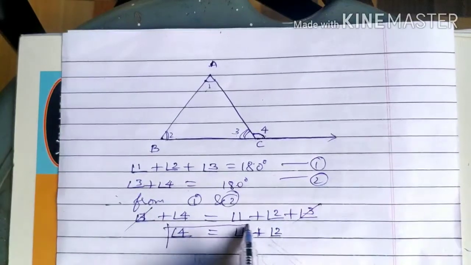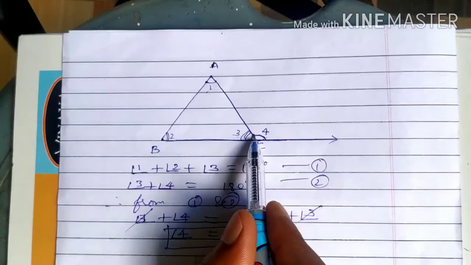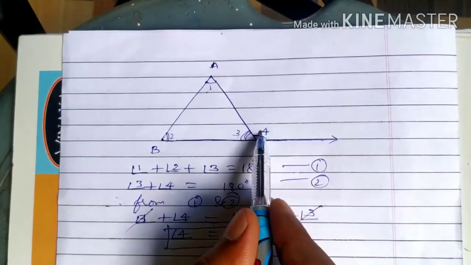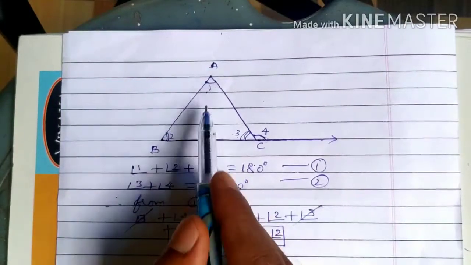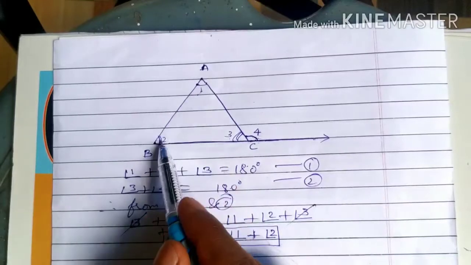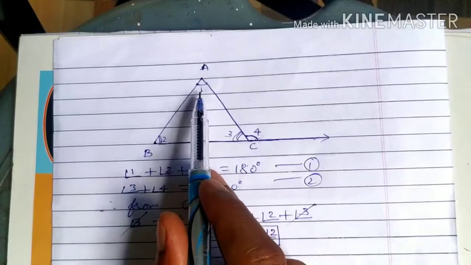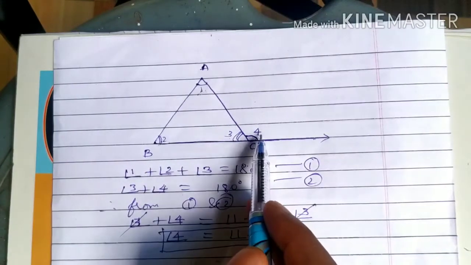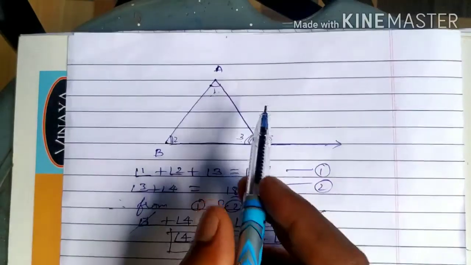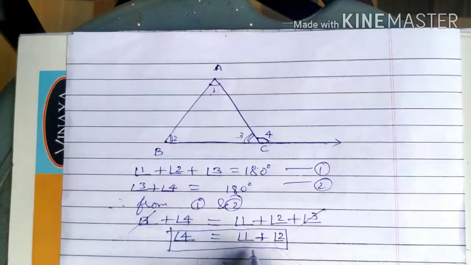So that is the property I wanted to discuss. Okay, so when you extend a side, the exterior angle made by that side is equal to the sum of the interior opposite angles. This angle is equal to the sum of these two angles. If you know these two angles, then by adding these two you can find this angle. If this is 30 and 45, then this is 75. 30 plus 45 is 75, right? Like that, if you extend any side, then this property also holds.